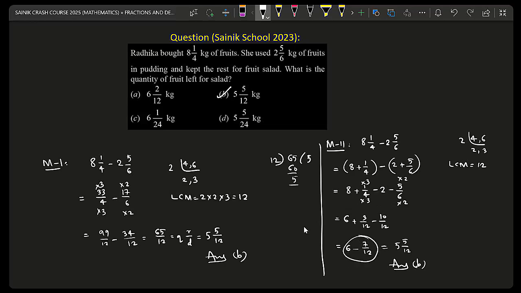So you remember, whenever there is a whole number and a proper fraction and there is a minus sign between them, I repeat again, the easy trick is just subtract 1 from the whole number, that is 6 minus 1 is 5. And do denominator minus numerator. What is denominator minus numerator? 12 minus 7, 5. So I got 5 here and denominator will be as it is, 12.